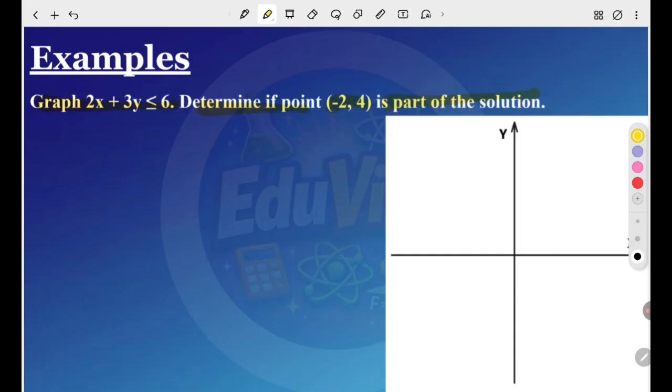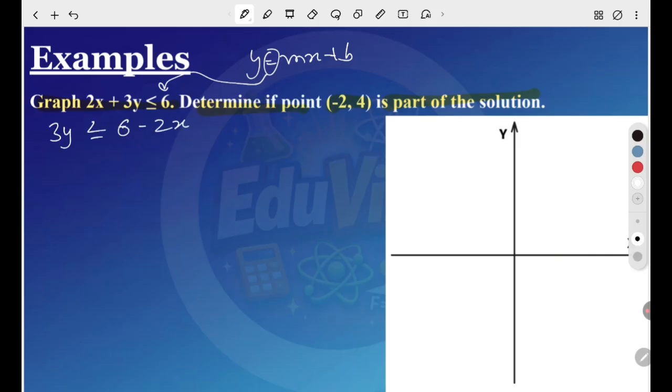So we have the inequality, but firstly we have to isolate the y in this. First step is to isolate the y and make this equation y equals mx plus b, and this equal sign is replaced by the inequality. So firstly 3y is less than or equal to 6 minus 2x. Now y is less than or equal to minus 2x plus, say I just move this minus over there and divide this by 3.